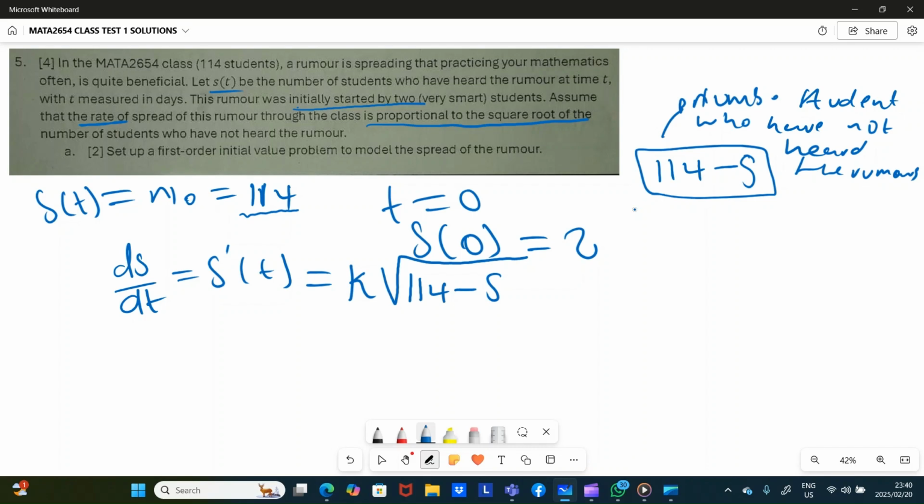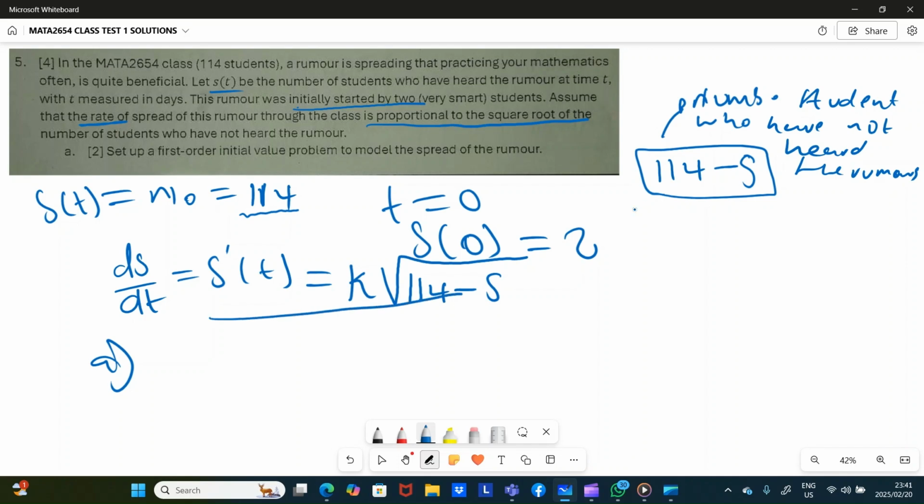Now let's see. The question says to set up a first order initial value problem to model the spread of the rumor. So to answer that question, when they say they want a first order initial value problem, they're basically asking me to write this. This is already the solution.